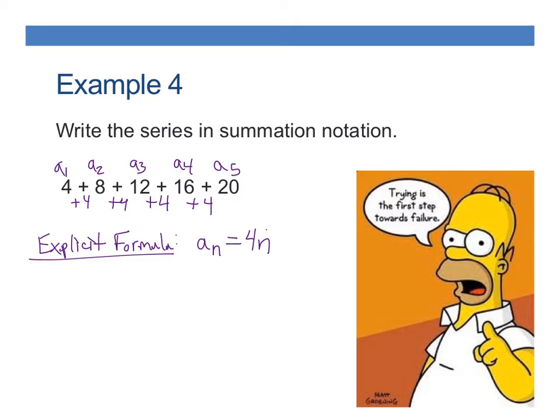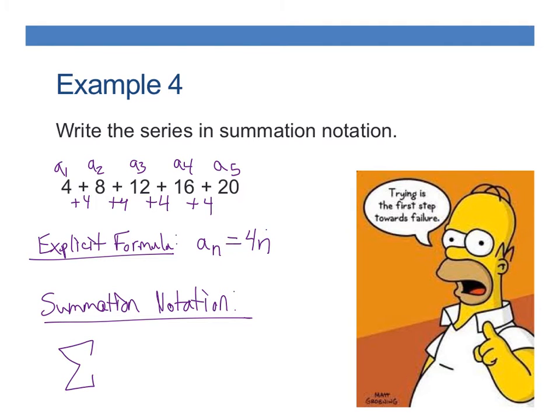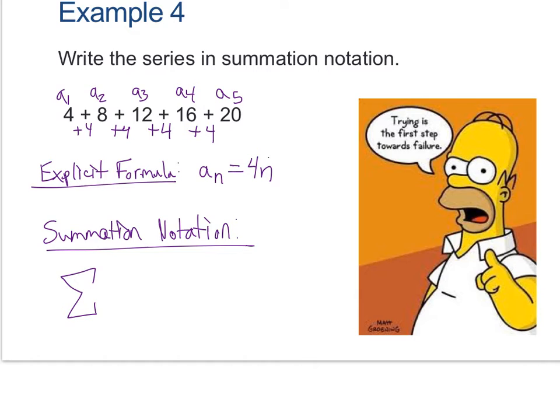So now, our summation notation, we have to write sigma, and we're going from k equals 1 to 5, because it's the first term to the 5th term, and our explicit formula is 4k. So instead of writing n's, we now write k's for summation notation.